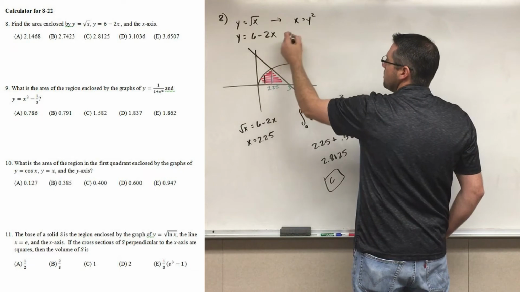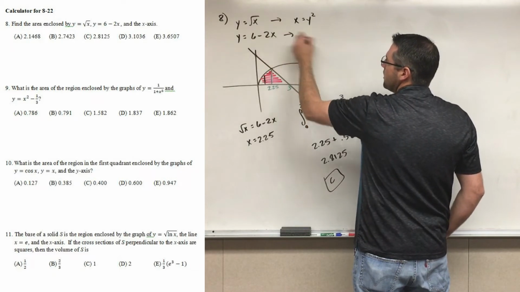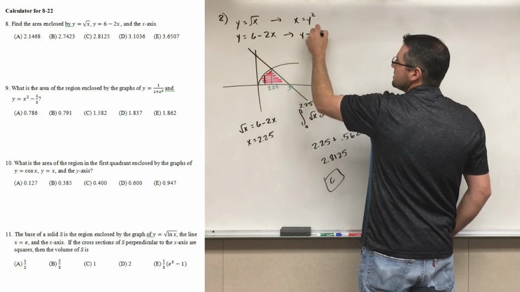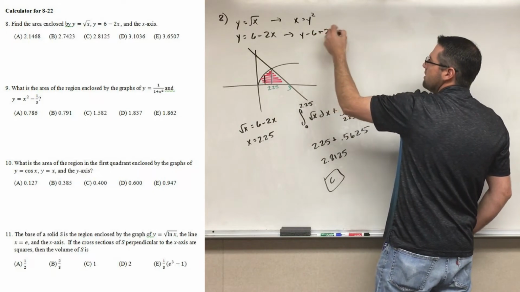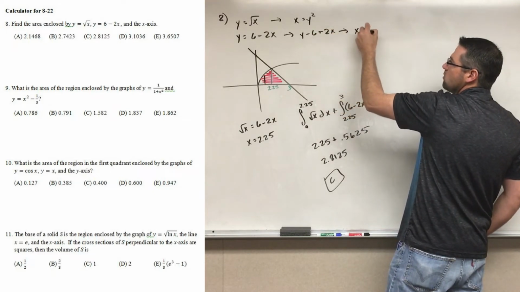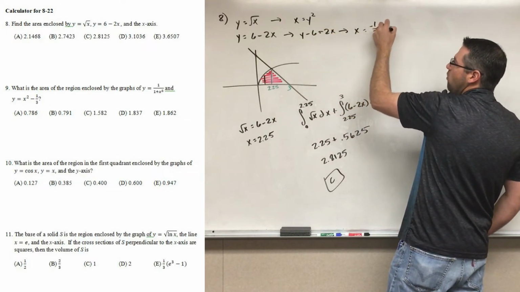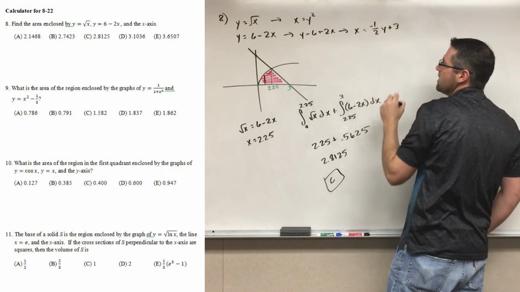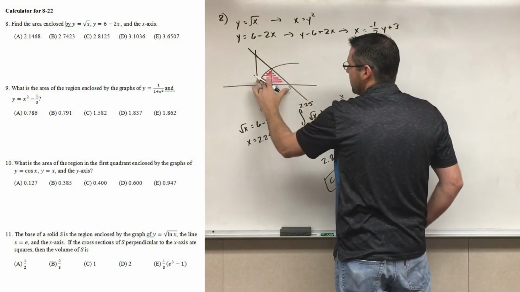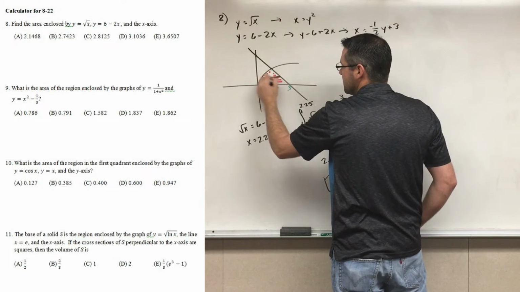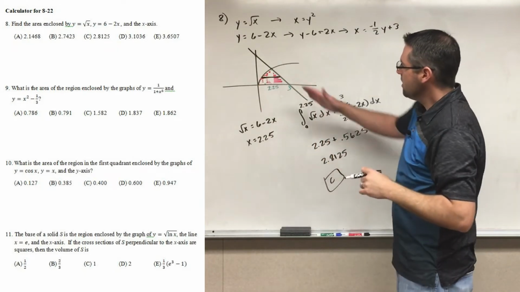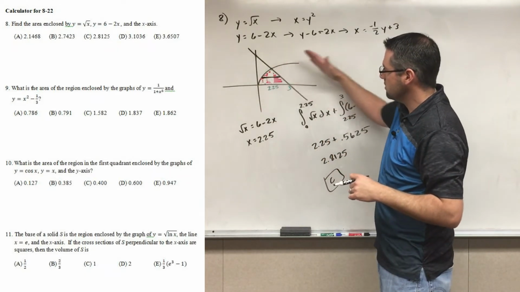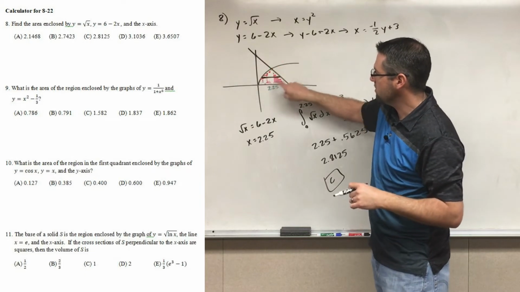And then this, we would solve for that, so we'd end up with y minus 6 equals negative 2x. And then that turns into x equals negative 1/2 y plus 3. And if we look at it that way, where we're slicing it this direction, we can see that the line is completely to the right of the curve for this region.